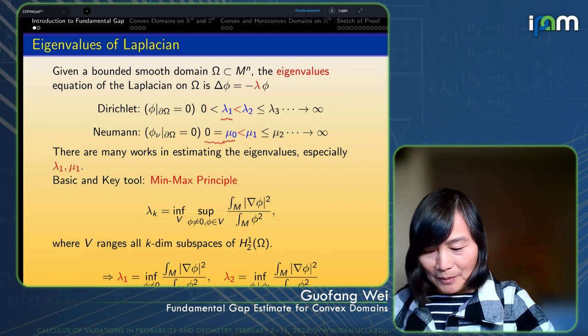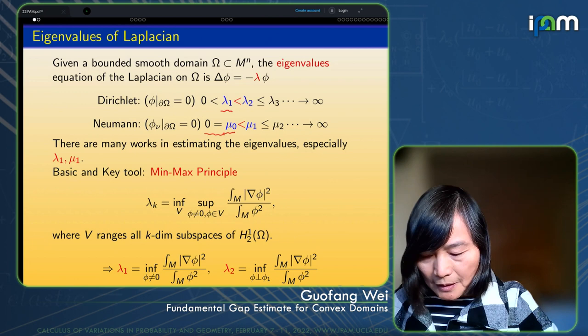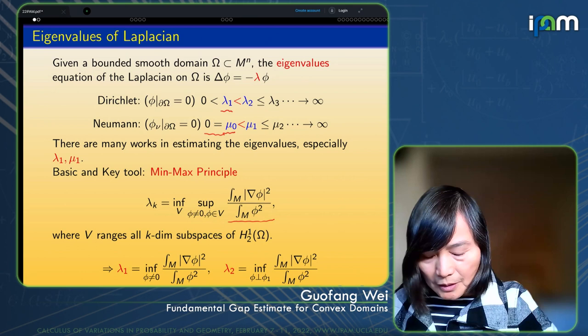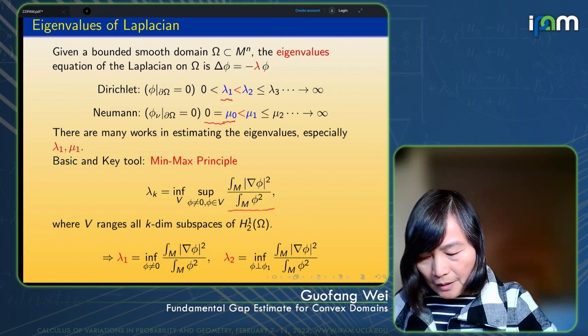The eigenvalue can be characterized by a min-max principle. Namely, the k-th eigenvalue is given as follows: take a k-dimensional subspace, look at the Rayleigh quotient, take the maximum over this k-dimensional subspace, then take the infimum among all k-dimensional spaces. So that gives a characterization. In particular, the first one is just the infimum over all the functions. And the second one you can think of as the infimum over all the functions which are perpendicular to the first one. Okay.